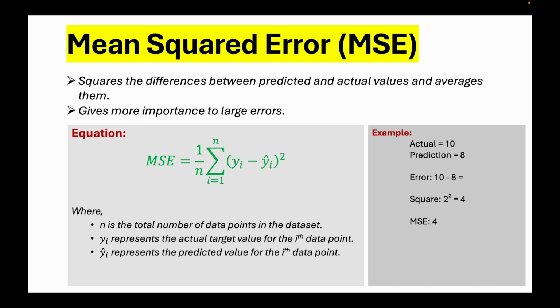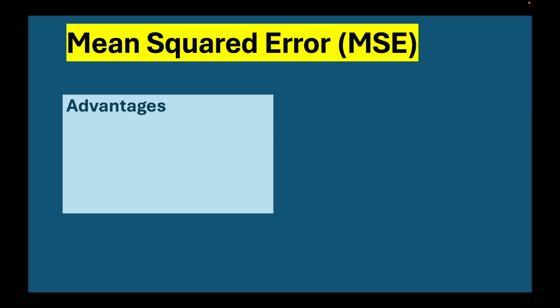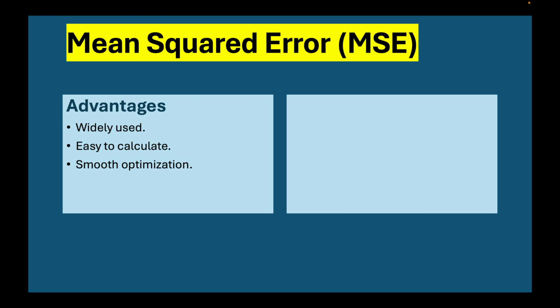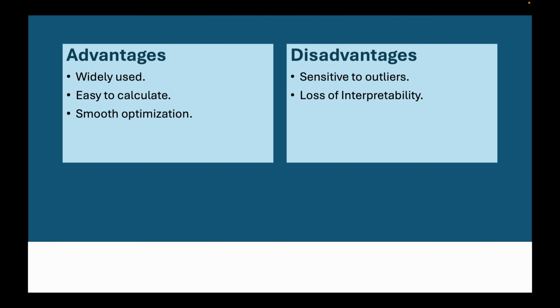For example, if the actual value is 10 and the predicted value is 8, then we calculate the error as 10 minus 8 equals 2, and if we square it we get 4, so the MSE equals 4. Advantages of MSE: it is widely used, it is easy to calculate, and it has smooth optimization. Disadvantages: it is sensitive to outliers and there is a loss of interpretability.